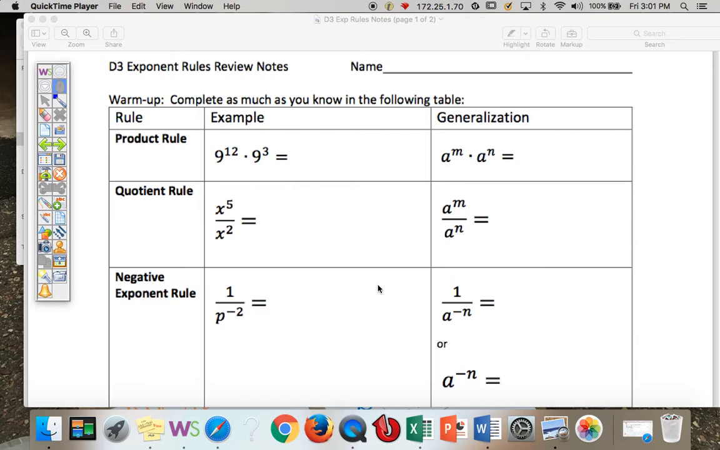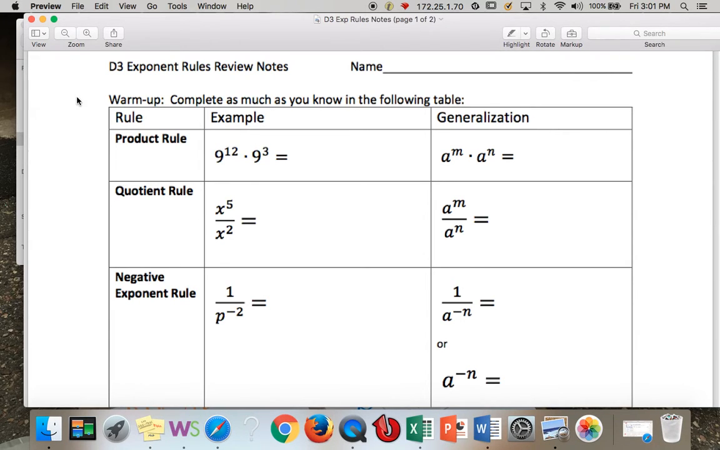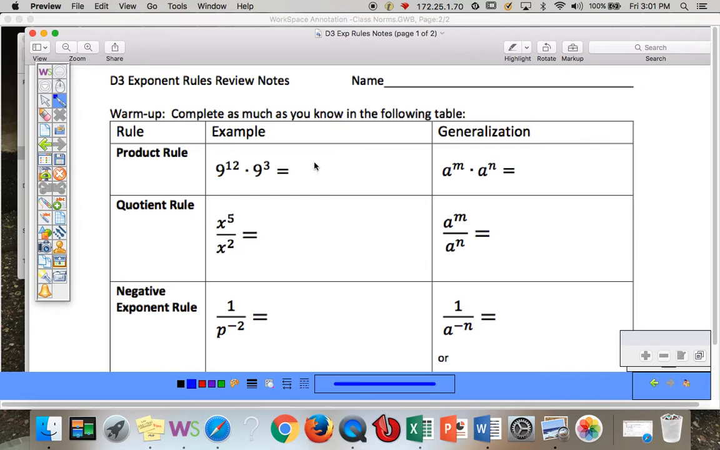Product means multiply. So if you have two exponents with the same base, 9 is the base, the big number, 9 to the 12th power, where 12 is the exponent, times 9 to the 3rd power. We worked at expanding this and then coming up with a shortcut. So the shortcut is if they have the same base and you're multiplying, you add the exponent. So 9 to the 15th power. So again, the product rule would be a to the m plus n power.